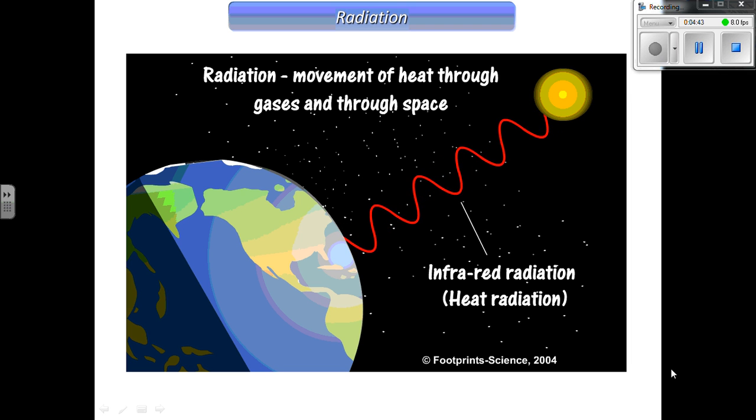And then finally we have a diagram showing the heat energy from the sun being transferred to the earth. So radiation is the movement of heat through gases and through space.